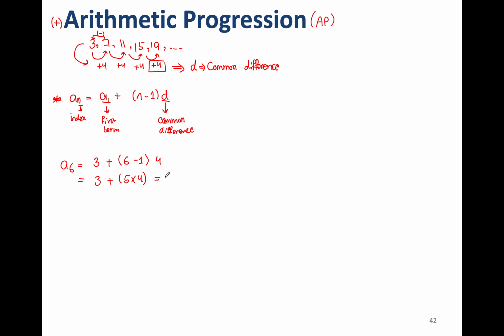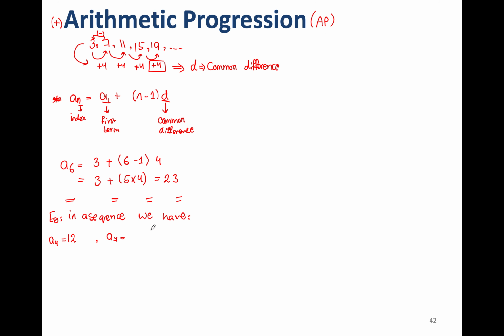Now let's see how we can use the following rule in order to find a term if we don't have the common difference. Our example here says that in a sequence we have a_4, which is the first term, equal to 12.